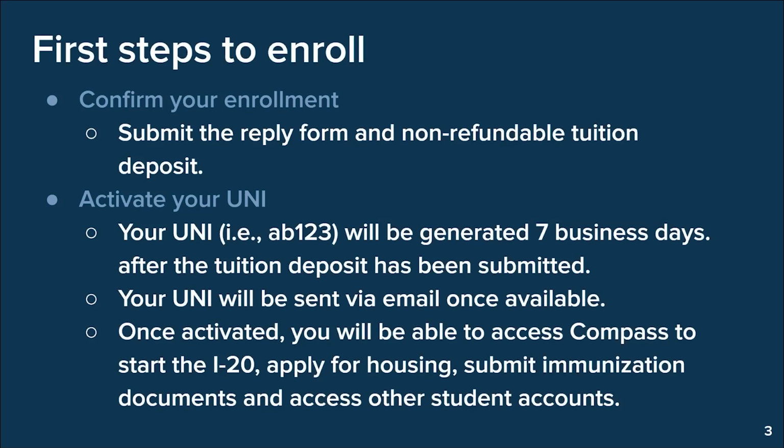And once you receive your UNI, you'll be able to activate it. The email will have instructions on how you activate your UNI, and you will be able to access Compass at that time and start your I-20 and also apply for housing and submit your immunization documents and access other student accounts. So you're not able to do any of that until your UNI is actually activated. So that's a really important step to remember. And now I'll take it back to Mark for the next step.